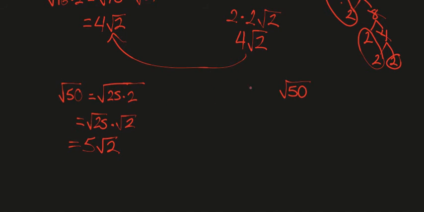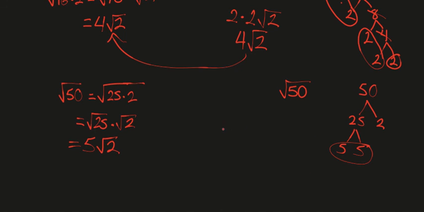So now let's try it using prime factorization. 50 is 25 times 2, and 25 is 5 times 5. Remember, we're looking for numbers that show up twice in our factor tree. The reason why we're looking for numbers that show up twice is because whenever we're dealing with a square root, there's an imaginary 2 right there.